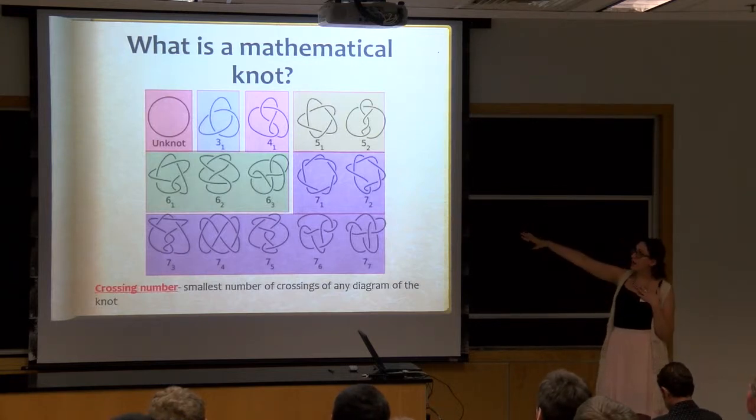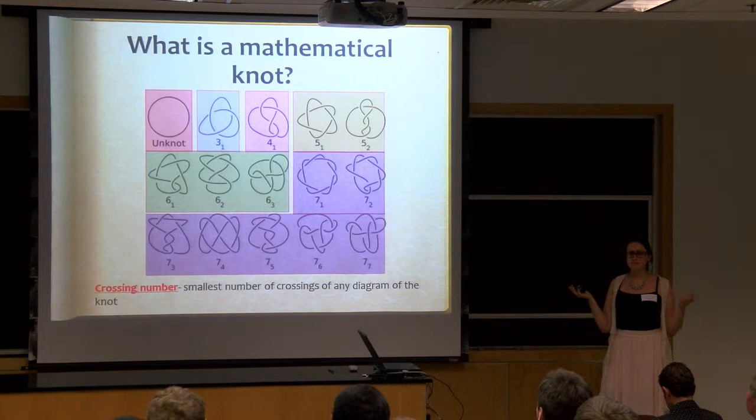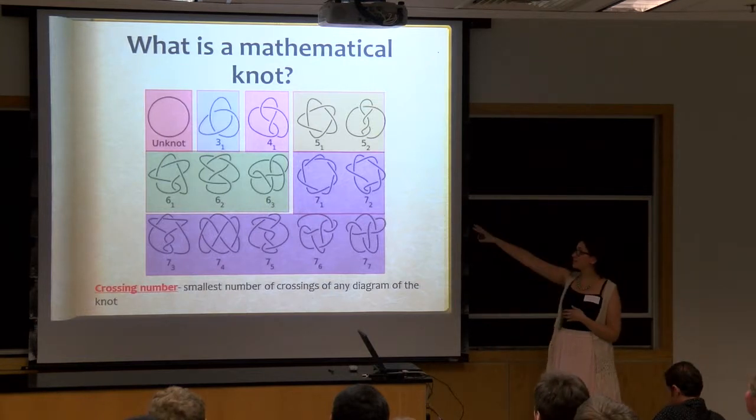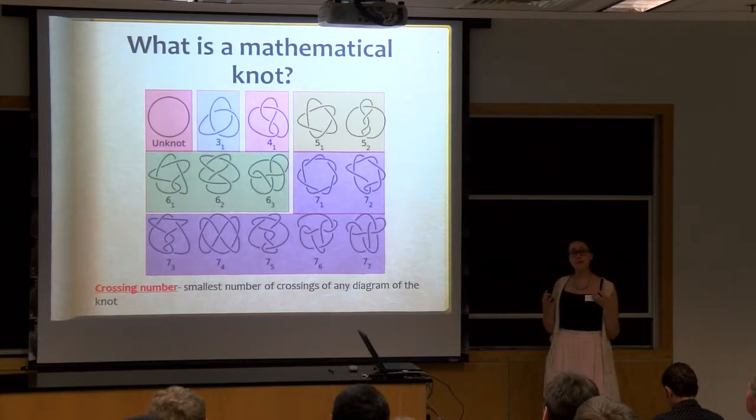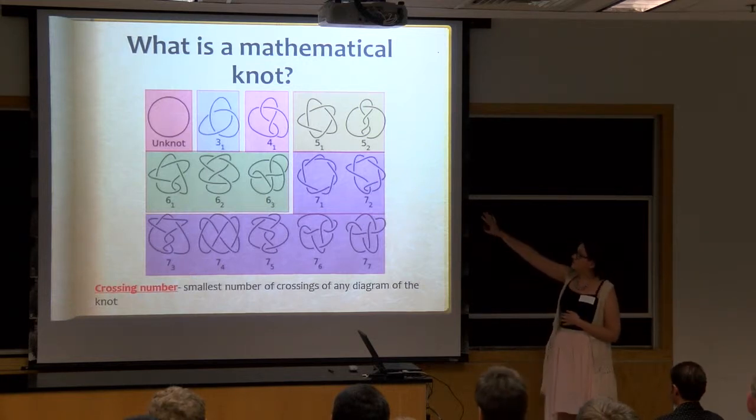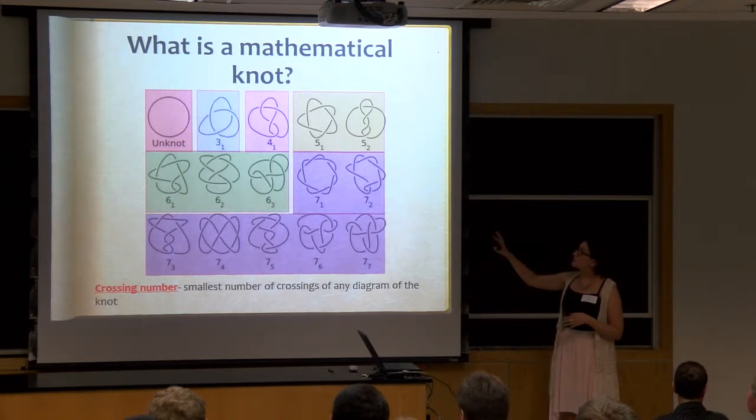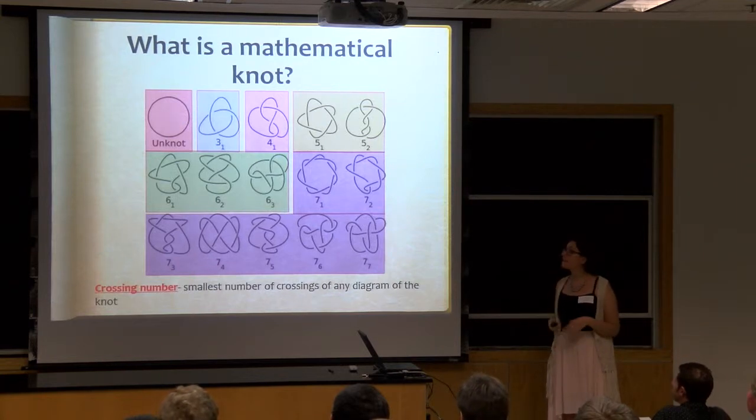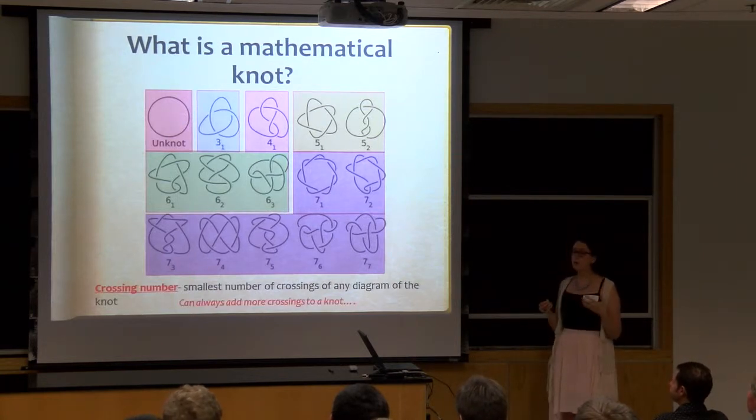So for instance, the unknot is just a circle. You can't get less than 0 crossings. And then 3-1 has 3 crossings. No matter what you do to this knot, you'll never get it to have less than 3 crossings. As you can see, the more crossings you add, the more unique knots you get. The interesting thing is, you can always add more crossings to knots.